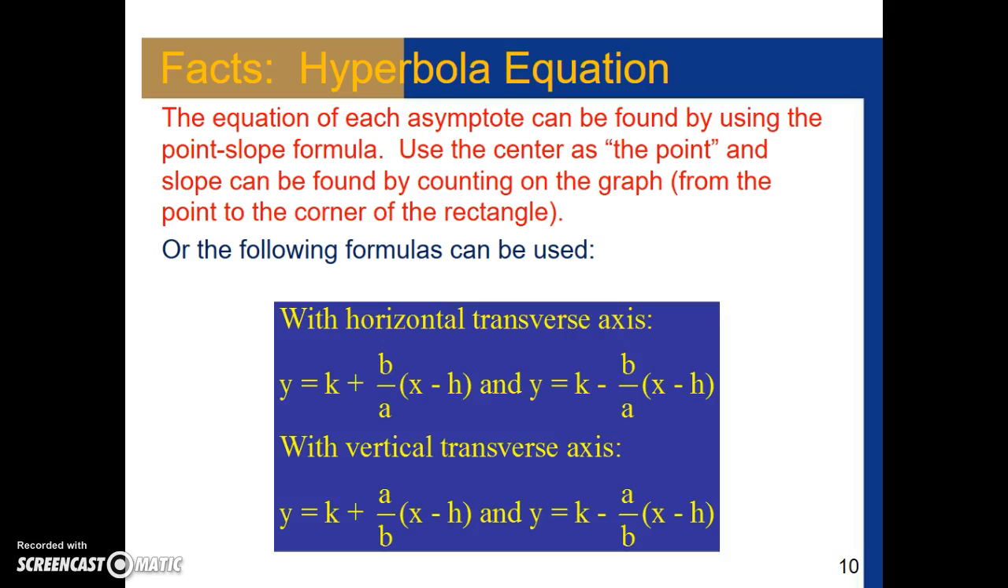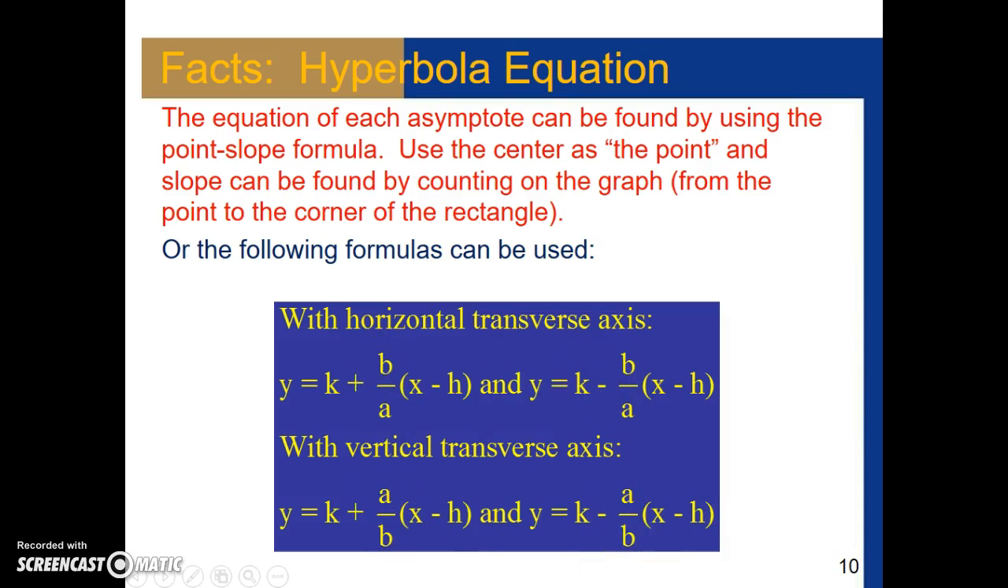So the equation of each asymptote can be found by using the point slope formula. We're going to use the center as the point, and the slope can be found by counting on the graph from the point to the corner of the rectangle. That's why the rectangle is so important. Here is the general form, depending on whether we have a horizontal transverse axis or a vertical transverse axis. The only difference in them is that it is either b over a or it is a over b.